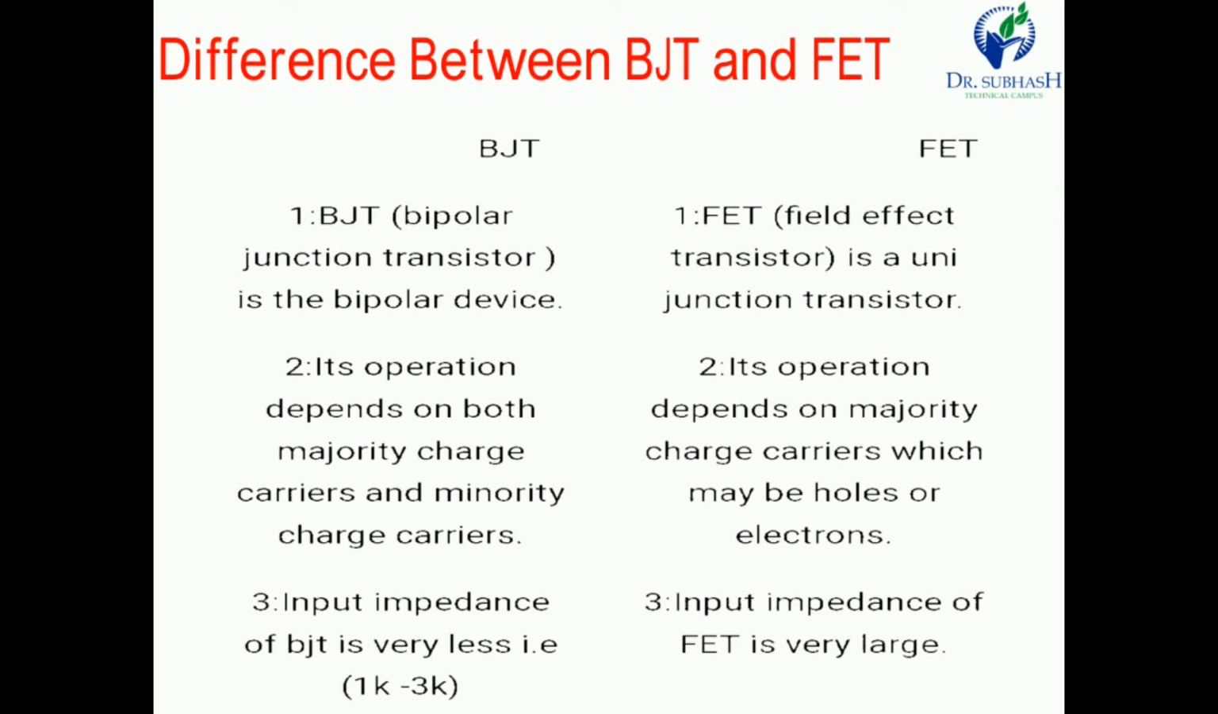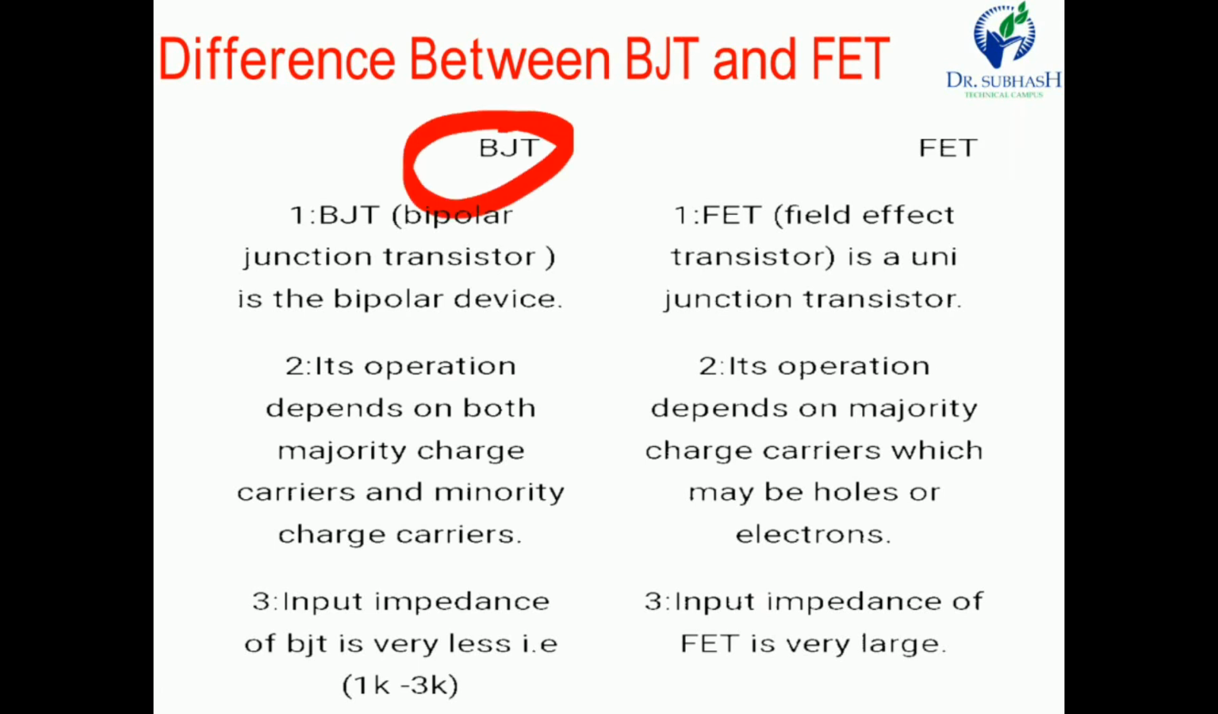BJT is a bipolar junction transistor or bipolar device. Here you have to remember the word bipolar. Bipolar means in BJT the current flows using majority as well as minority charge carriers. FET is a unijunction or unipolar device. Here you have to remember unipolar, which means only one type of particle, either hole or electron, not both at the same time. If N channel, then only electrons, or if P channel, then only holes are required to flow the current.